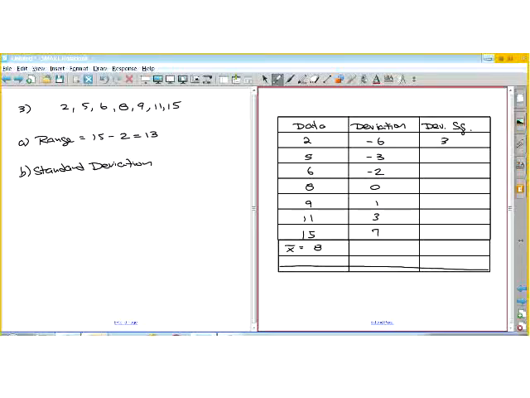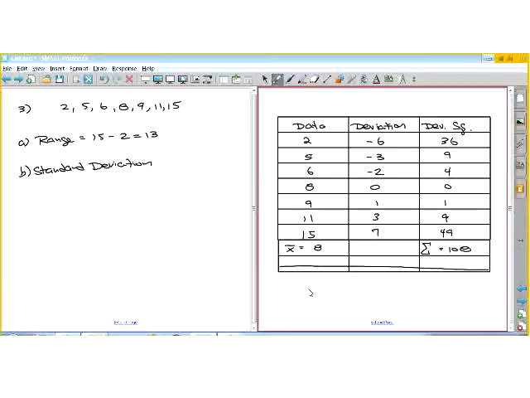Then we square the numbers. So these are going to be perfect squares, and the negatives become positives. So 6 times 6 is 36, 3 times 3 is 9, 2 times 2 is 4, 0, 1, 9, 49. 7 times 7 is 49. We add those up. We use the sigma to represent that. 36 plus 9 plus 4 plus 0 plus 1 plus 9 plus 49 is 108.